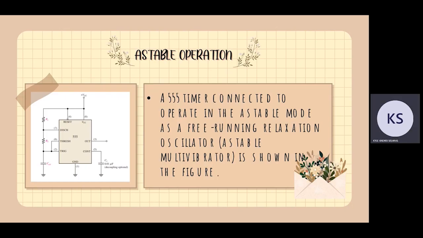Good day to each and everyone. Now, I will be talking about astable operation of a 555 timer. A 555 timer is connected to operate in the astable mode as a free-running relaxation oscillator.